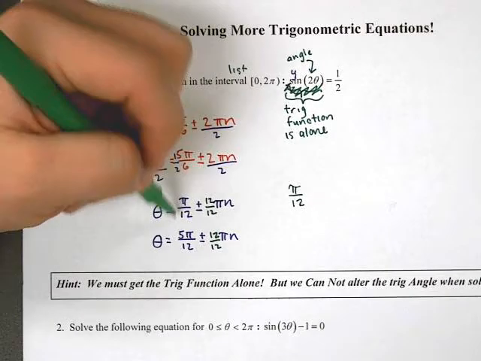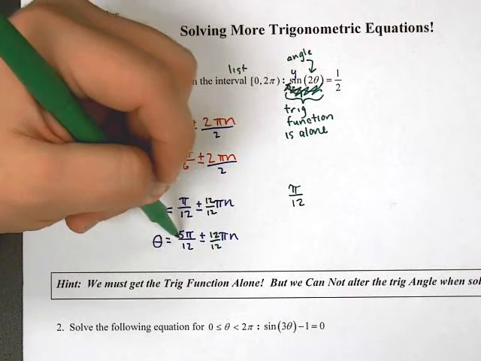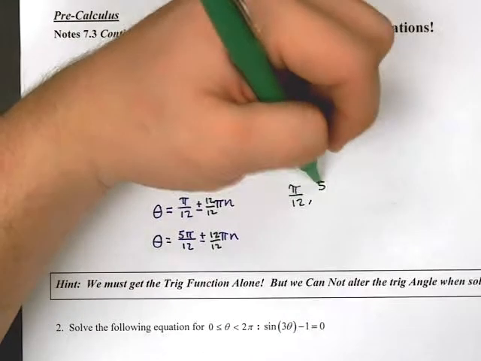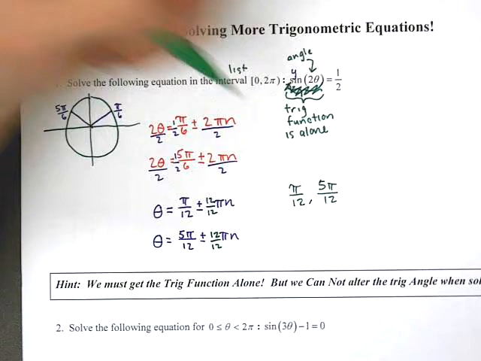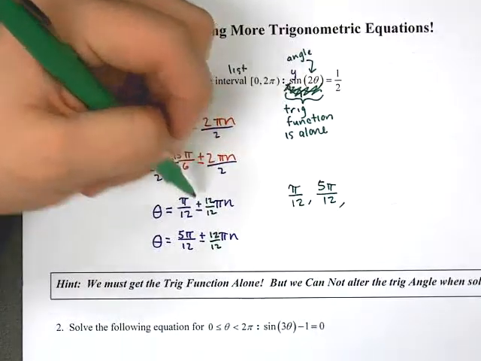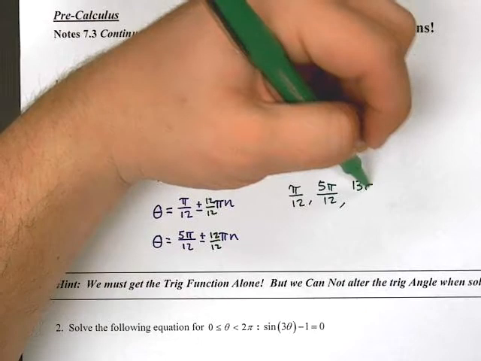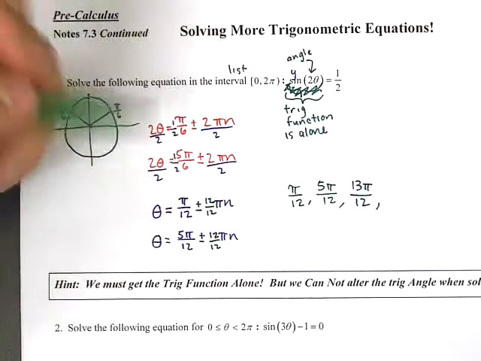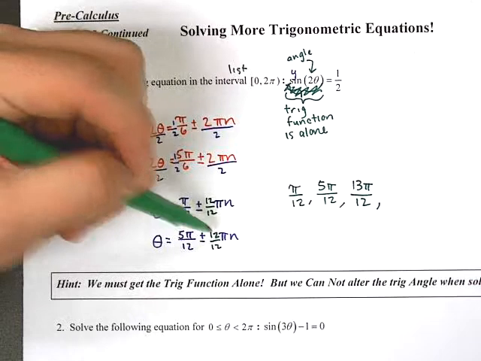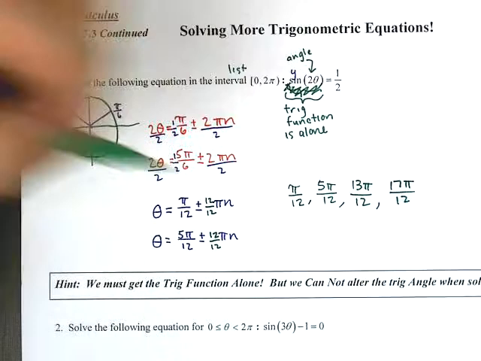I want this 5 pi over 12 to be next because I want to go in order. So 5 pi over 12. Then I would come back and add my step. So pi over 12 plus 12 pi over 12 is 13 pi over 12. And 5 pi over 12 plus 12 pi over 12 is 17 pi over 12.